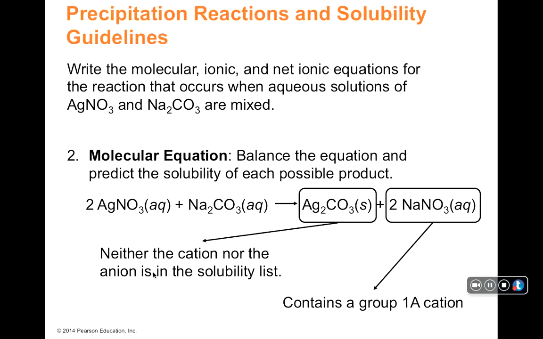And then the next thing to check is to look for your 2 products and predict whether they are going to precipitate or not. So the silver nitrate contains a group 1A cation, so that means it is soluble, so it will stay in an aqueous solution. And notice that neither the cation nor the anion are on your solubility list, so we're going to predict that that will precipitate out of solution and form a solid.